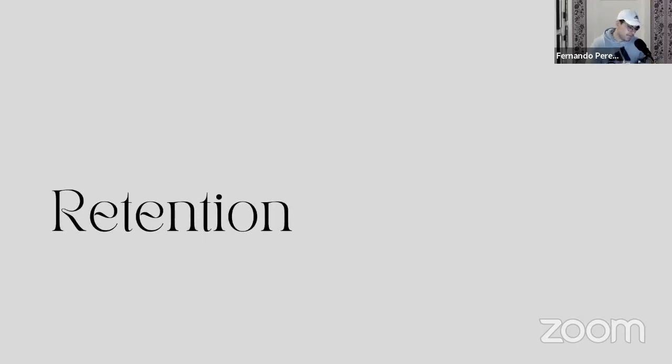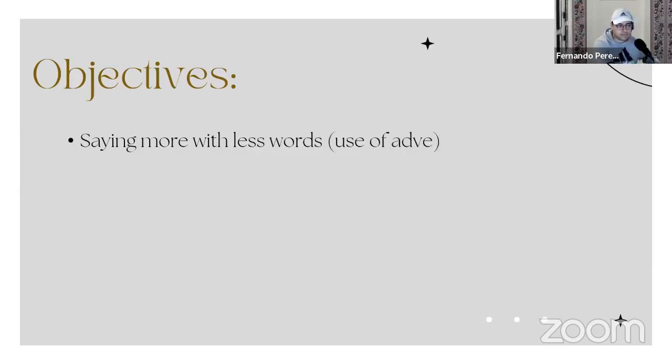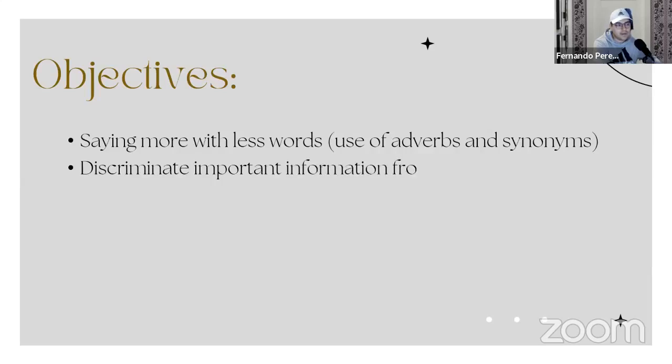So these are going to be the objectives of the course, technically. Saying more with less words. Learning how to use adverbs. And synonyms. Also, we're going to discriminate important information from less important ones. This is basically learning clauses, phrases, and sentences.